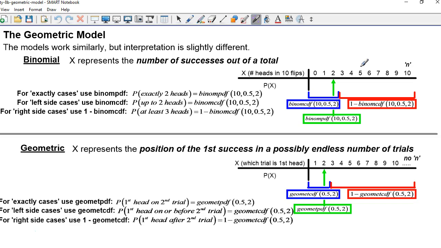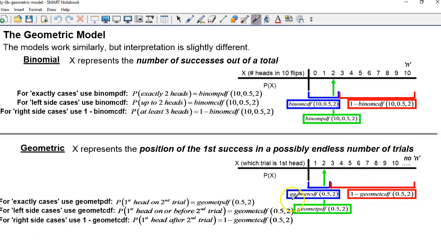So the geometric model, similar, we can make a probability model. In this case, the random variable x represents the position of the first success in a possibly endless number of trials. So there's no n here. We can just put ... at the edge of the probability model. Notice that this starts with 1 instead of 0, right? Because we have to ask at least one person. We have to conduct one trial at the minimum for geometric. So it goes from 1 up to no n, endless.